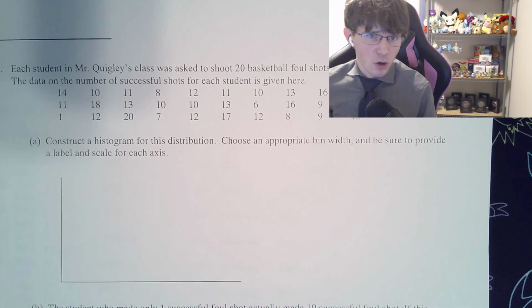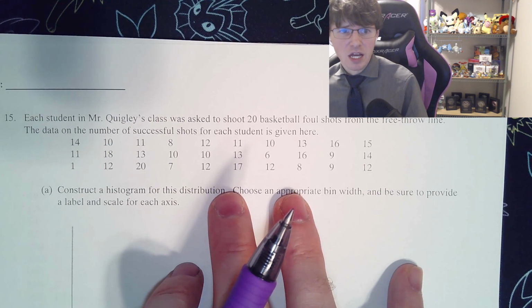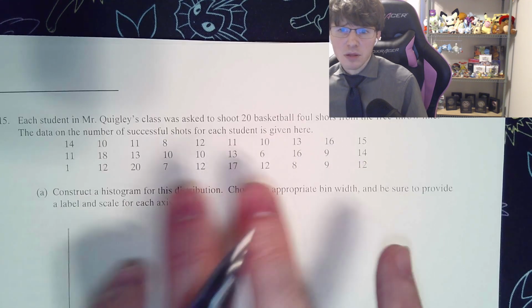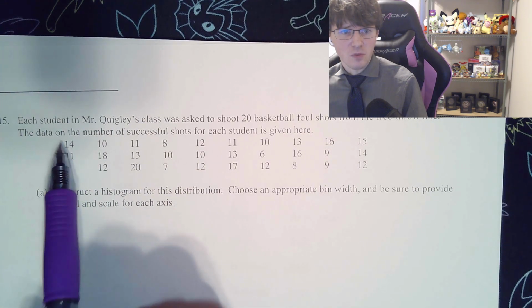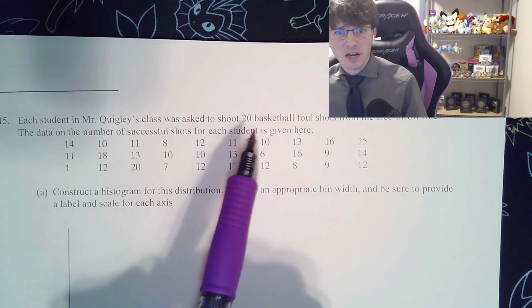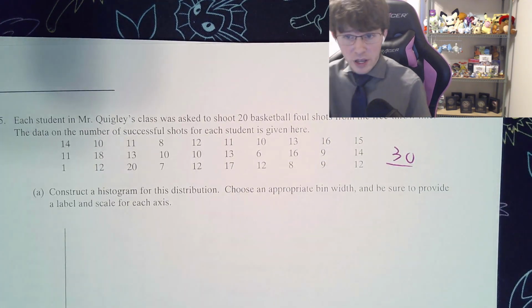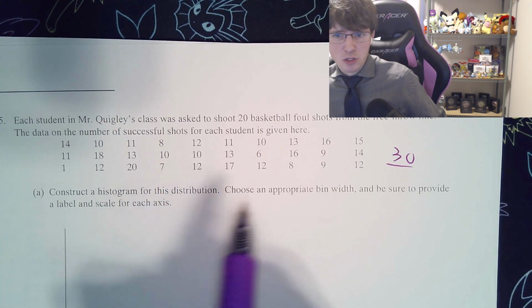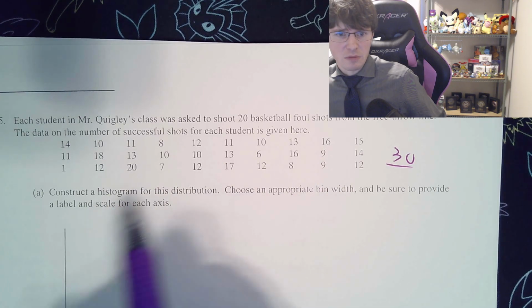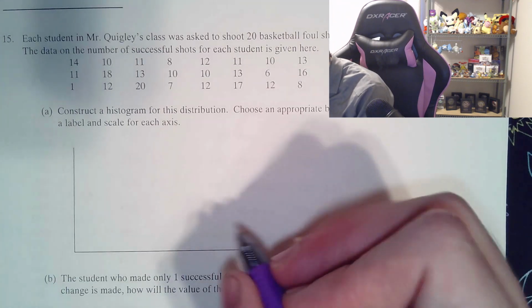Each student in Mr. Quigsley's class was asked to shoot 20 basketball foul shots from the free throw line. The data on the number of successful shots for each student is given here. Please note, on these numbers, you weren't told how many there are, but you can count 1, 2, 3, and then 1, 2, 3, 4, 5, 6, 7, 8, 9, 10. There are 30 data points that we're going to need to enter here. It says construct a histogram for the distribution, choose an appropriate bin width, and be sure to provide a label and scale for each axis. So let's go ahead and do this. These are going to be some free throw shots.